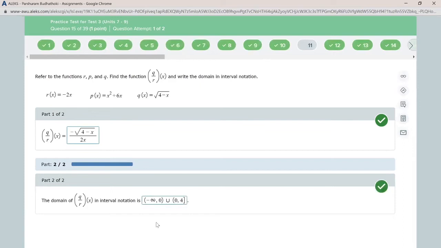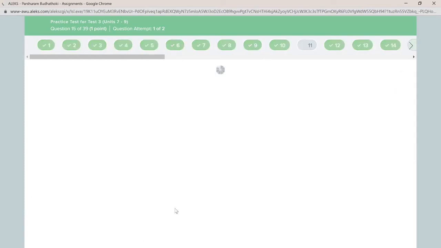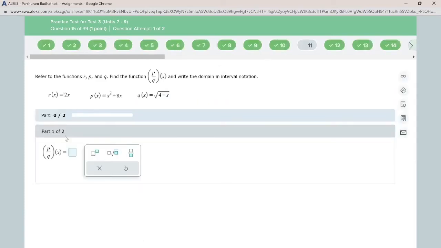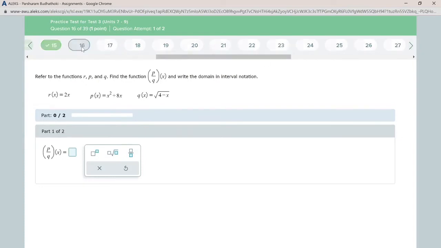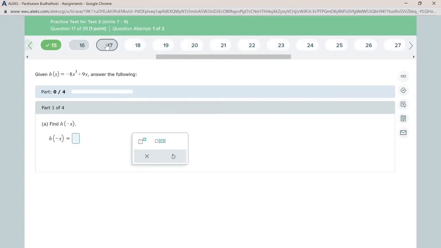Okay, let's go to the next problem. This is also very similar. I'm not going to do it, I'm going to skip it. It's very similar to the previous problem. Problem number 16. Let's go to problem number 17, which is finding the value of the function when you replace x by negative x.